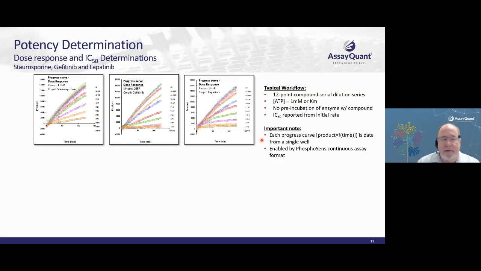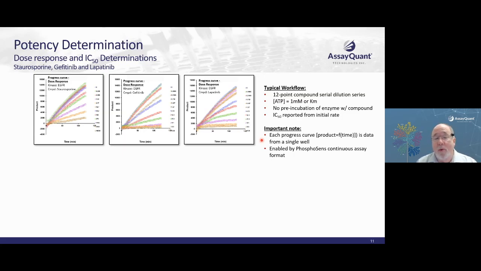So it's almost the exact opposite of what I used to yell at medicinal chemists when I was in drug discovery. I used to say, always pre-incubate, always pre-incubate. Well, with a continuous assay format, you don't want to pre-incubate because you want to capture those progress curves from the start. And then we report IC50s derived from the initial rates of the experiment.